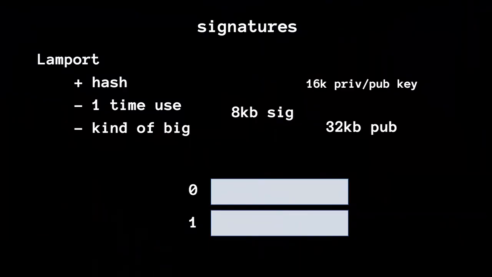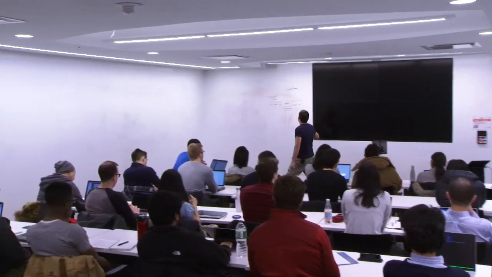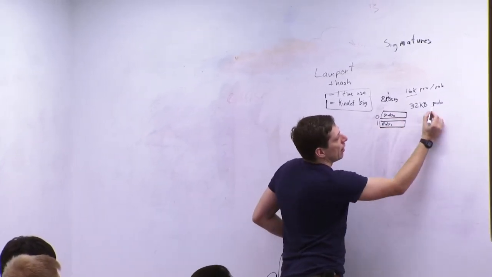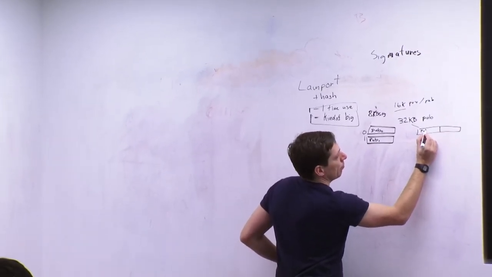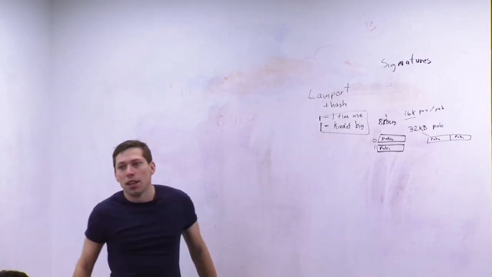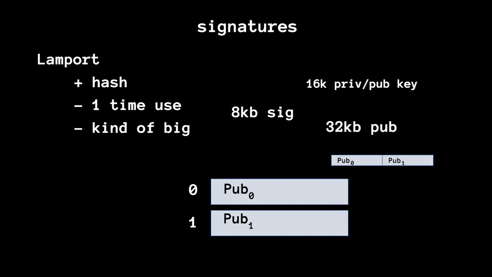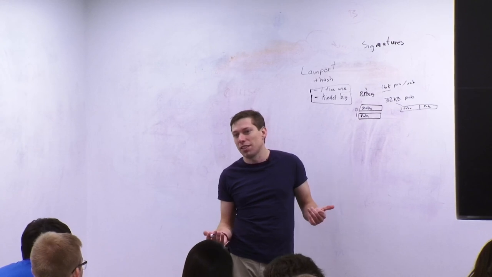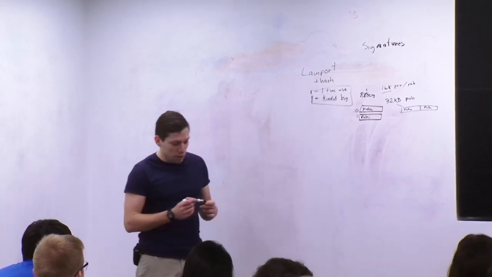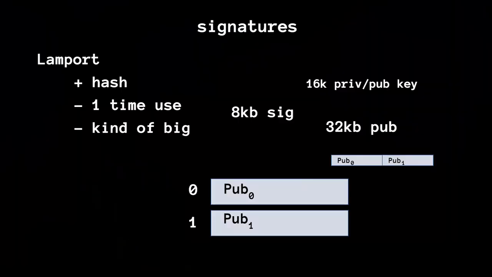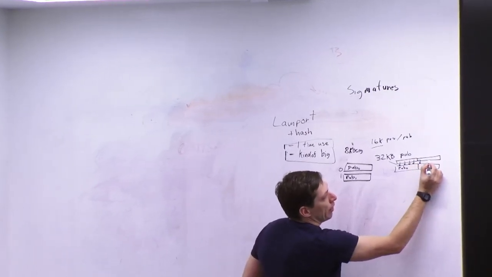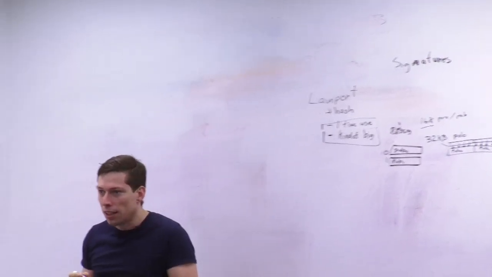Any clever ways to do it more efficiently? I'll give you a hint. Let's say this is pub sub zero and pub sub one, and your 32 kilobyte public key is just them concatenated together: pub zero, pub one. What would happen to the private keys in this case? How would private keys work here? Same expansion of size, I guess? Can anyone think of a way to mitigate the expansion of size of private keys? The private keys are the pre-images here; they lead into these public key blocks. So you could say I have a twice-size private key leading into a twice-size public key. Could you do that more efficiently?